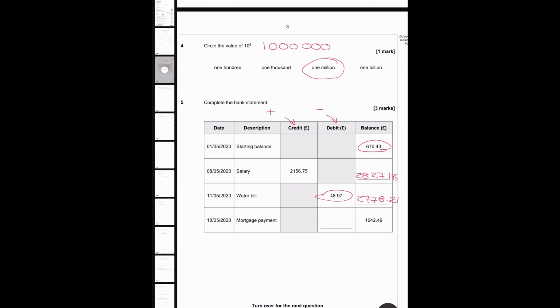Lastly, we've had a mortgage payment go out and it's shown us that we've got some debit that we need to work out. This means we need to work out the difference between the balance we just found from the balance that we end up with, so we're going to do 2,778.21 take away 1,642.49. When we do this, we get 1,135.72.